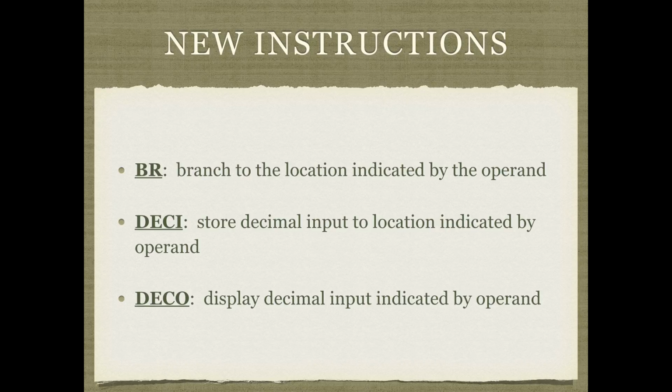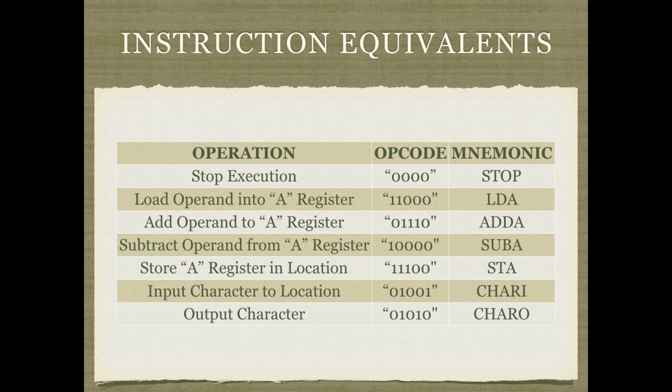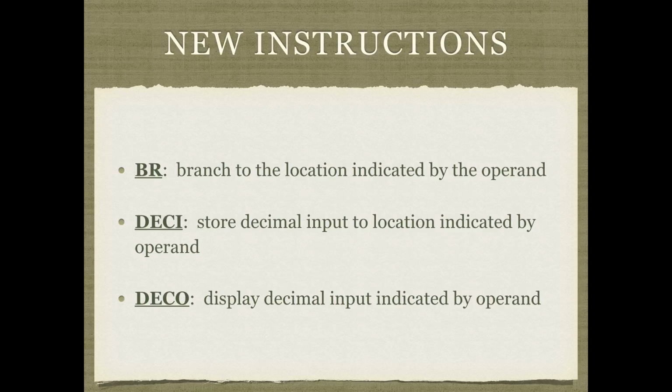Building off the input and output commands that we saw on the previous slide, we also have dec-i, which is decimal input, and dec-o, which is decimal output. That's a typo on the slide there. But in the same way, with the char-i and char-o, meaning that you can input or output a single letter, with dec-i and dec-o, you can input and output a number.